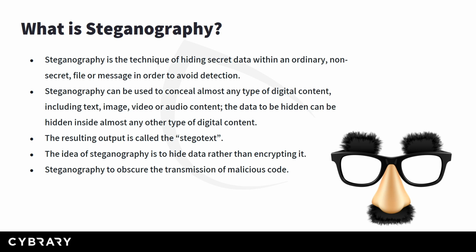The content to be concealed through steganography is often encrypted before being incorporated into the innocuous-seeming covered text file or data stream. If not encrypted, the hidden text is commonly processed in some way to increase the difficulty of detecting the secret message. The resulting output is called the stegotext. However, the idea of steganography is to hide data rather than encrypting it. While there are many legitimate uses for steganography, malware developers have also been found to use steganography to obscure the transmission of malicious code.